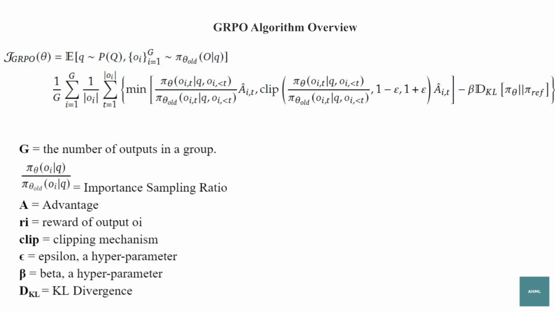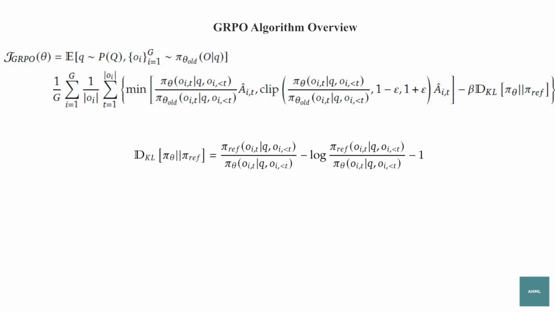The final part is the KL divergence. D KL is the KL divergence between the new policy pi theta and a reference policy pi ref. This function penalizes large deviations from the reference policy, ensuring that policy updates are gradual and stable. Pi theta is the updated policy model that we are training. Pi ref is the reference policy, typically the policy from the previous iteration.